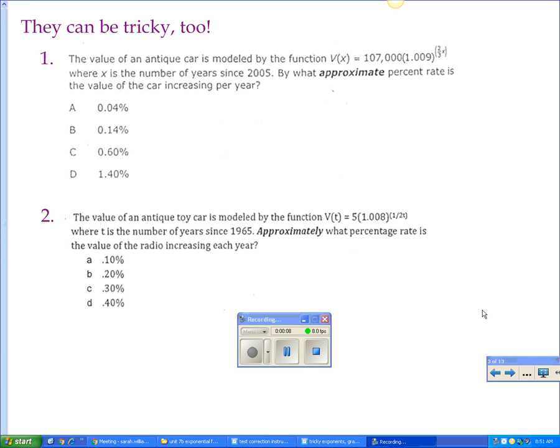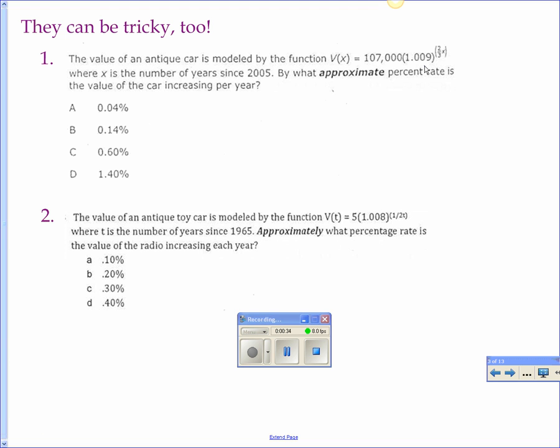Okay, so number 1 says the value of an antique car is modeled by the function v of x equals 107,000 times 1.009 to the 2/3 x, where x is the number of years since 2005. By what approximate percent rate is the value of the car increasing per year? All right, what should we circle? What are they asking for? The percent rate. Circle that on your paper. That's what they're asking for, the percent rate.